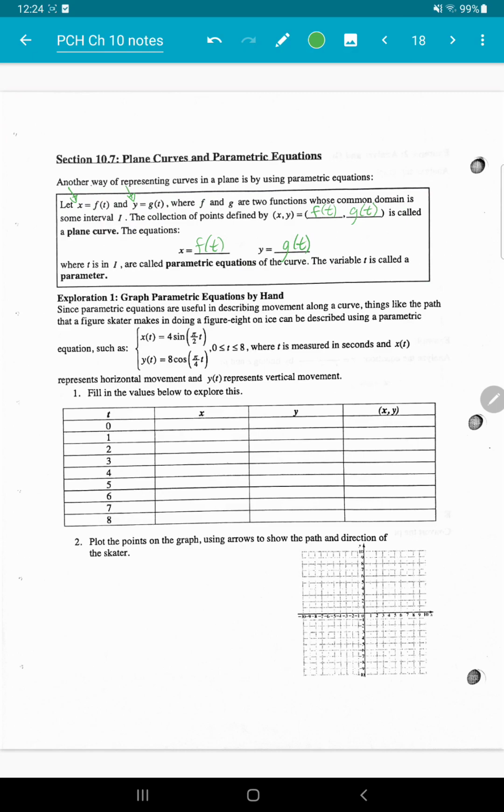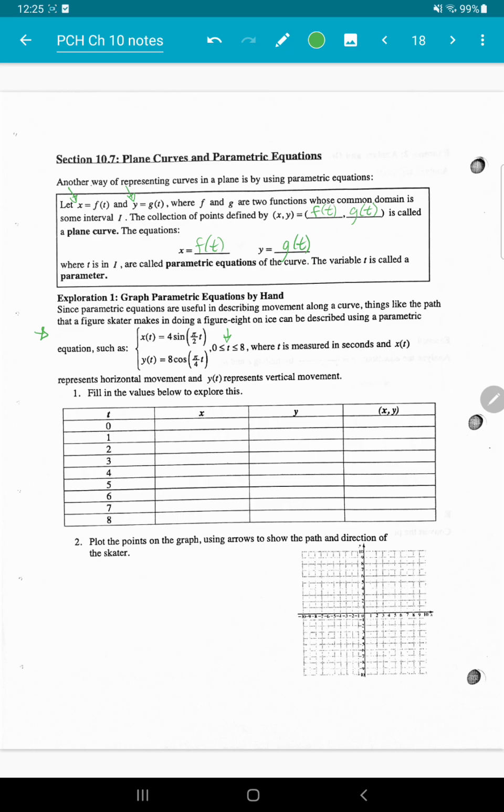As we take a look at our first example, the parametric equations are given by x of t equals 4 sine of pi over 2 t, and y of t equals 8 cosine of pi over 4 t. We can see also that there is a domain restriction to have time go from 0 to 8. It makes sense, since we're dealing with time, that it starts off at 0, because t equals 0 is the very beginning, and then we're going to go to 8, in this case 8 seconds.